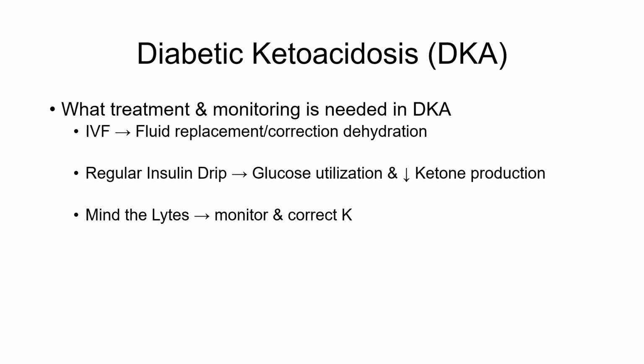At some point, we should probably check a phosphorus too. Hyperphosphatemia generally is seen with the acidosis initially, but the patients tend to be overall hypophosphatemic, much like potassium. So we should probably check one of those during their stay and replace as needed.